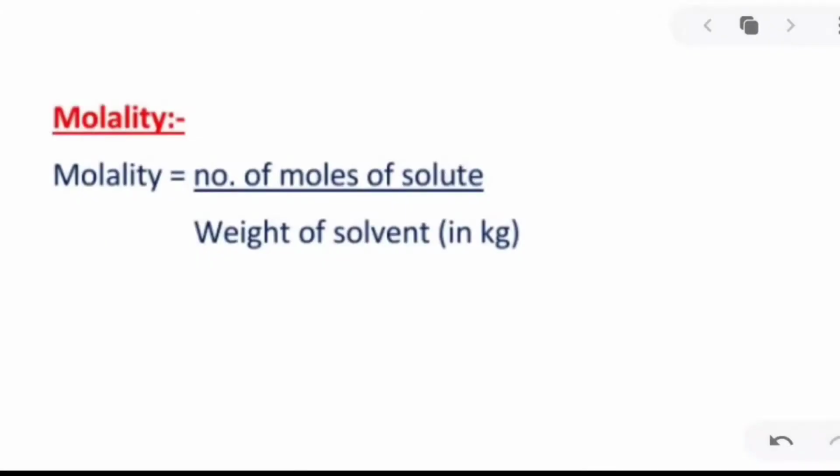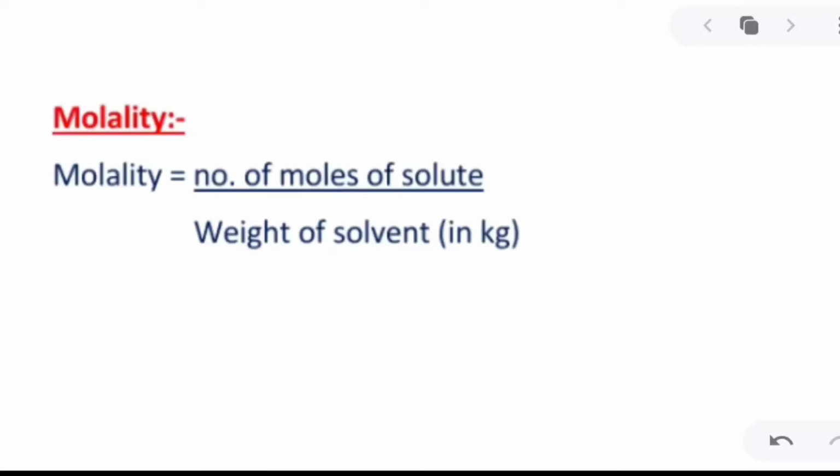Molality. So what is molality? Molality is the number of moles of solute present in per kg of solvent. तो molality क्या होता है? Molality the number of moles of solute जो 1 kg या 1 kg solvent में present रहता है उसी को हम लोग बोलते हैं molality.